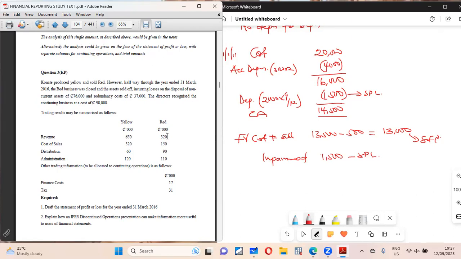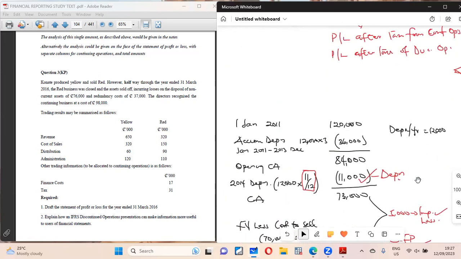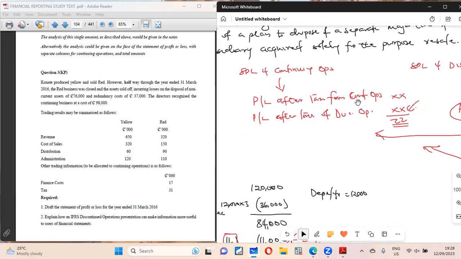But what I'm trying to show you is continuing and discontinuing. Then you bring the discontinuing P&L as part of the continuing P&L, like a one-line item over there. And that is why the question says to explain how the presentation will be done. The presentation is to bring it as a one-line item. I told you that if you dispose of it, the gain or loss comes as a one-line item, and also the profit after tax from the discontinued operation comes as a one-line item. So basically that is what you need to know.